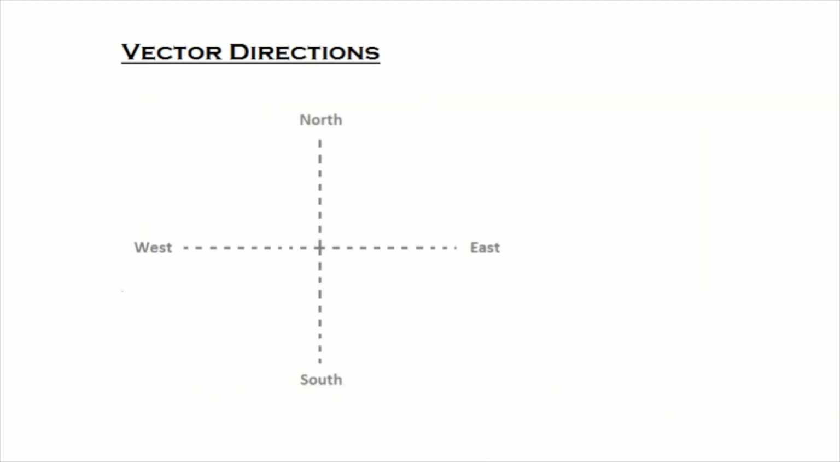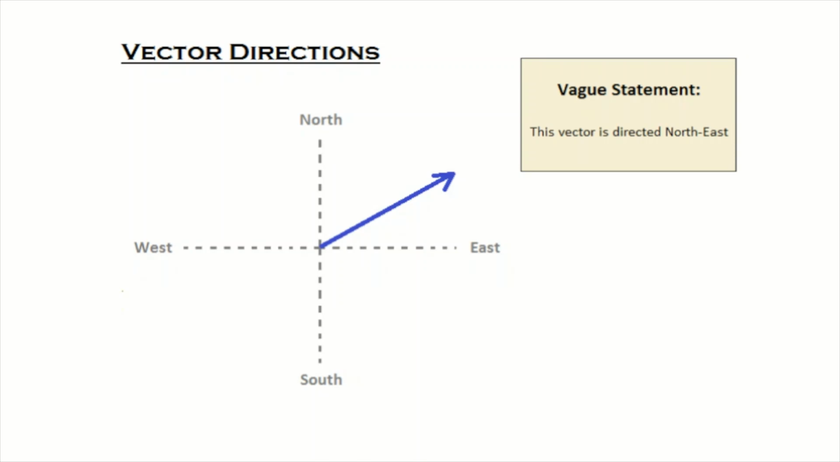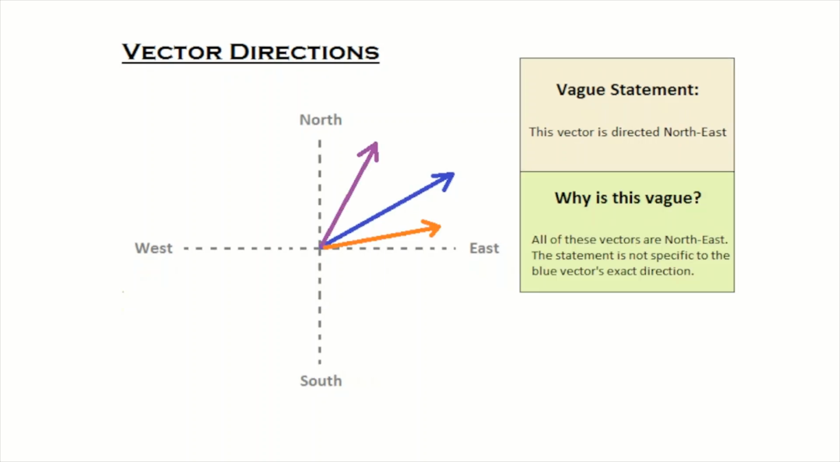Looking at vector directions, we want to consider a north, south, west, east grid. Let's put a vector on there, in this case the blue one. And some students, if asked to describe its direction, would say northeast. And that's in a way accurate, but that can be a little vague too. Well, why is that vague? I can put other vectors in this quadrant that can also be described as northeast, but that doesn't help differentiate one of these versus the others.